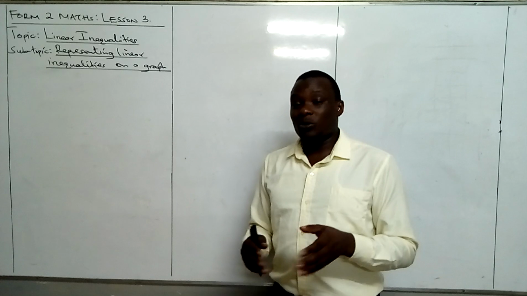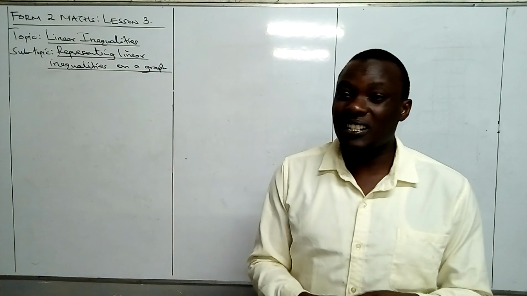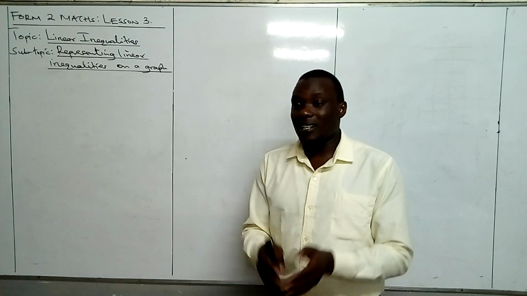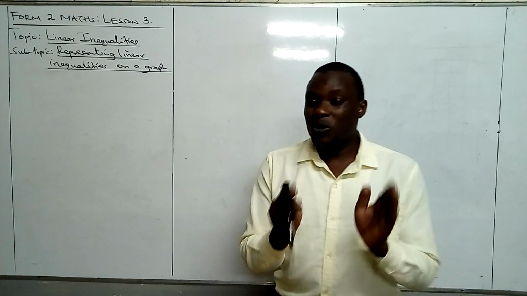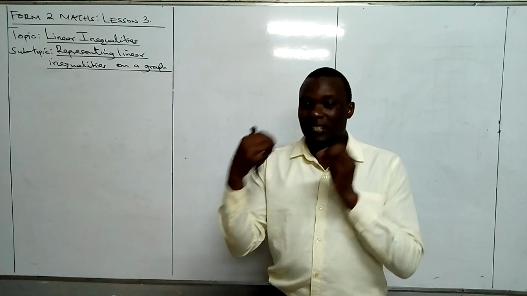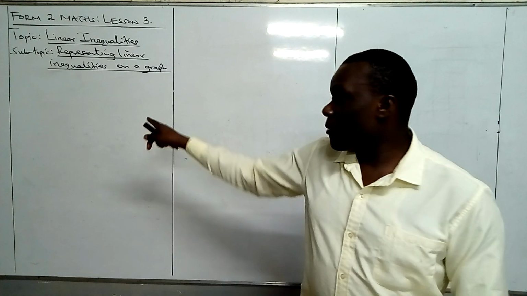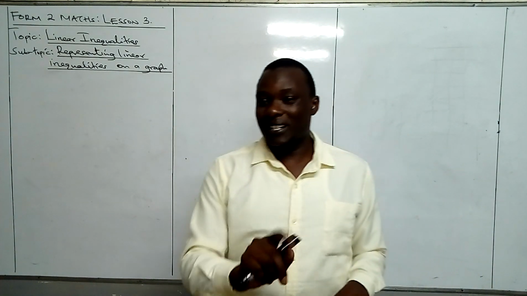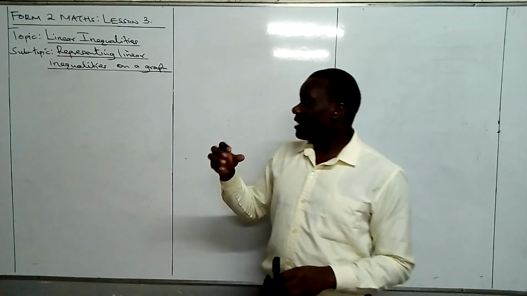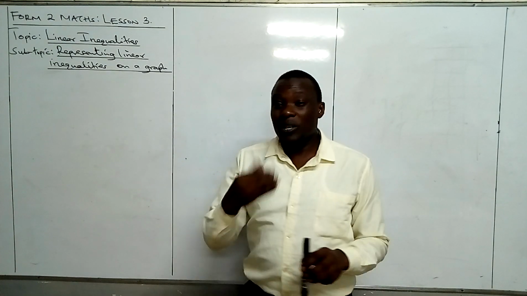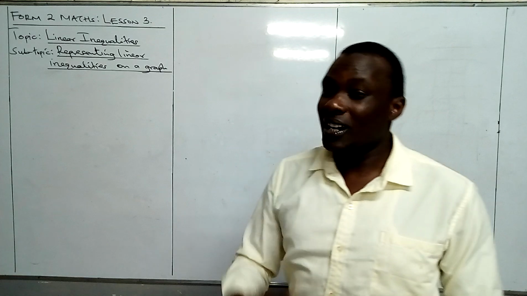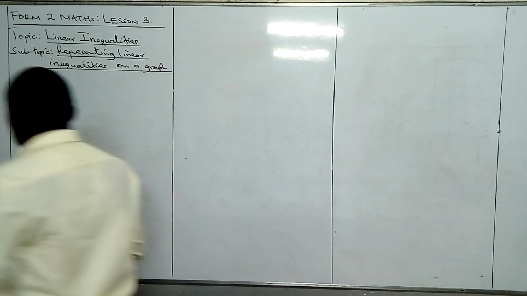2, you will need to draw lines representing each particular linear inequality. Then lastly, you will identify a common point which you will use to enable you to know the side to shade. I want to take you direct to our example, which will enable us achieve this objective of representing linear inequalities on a graph. So let's say example.